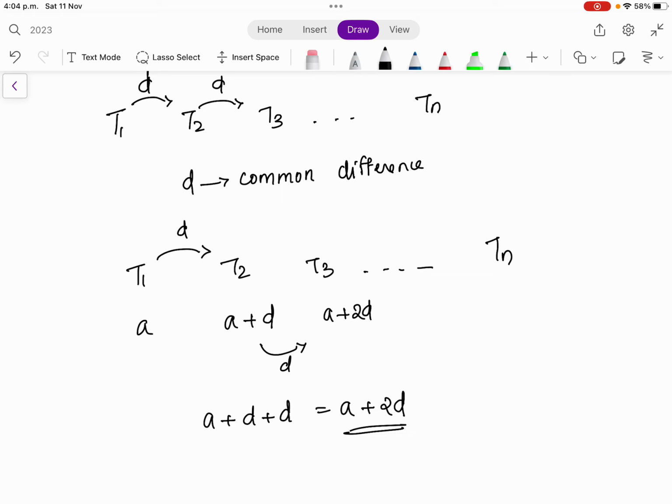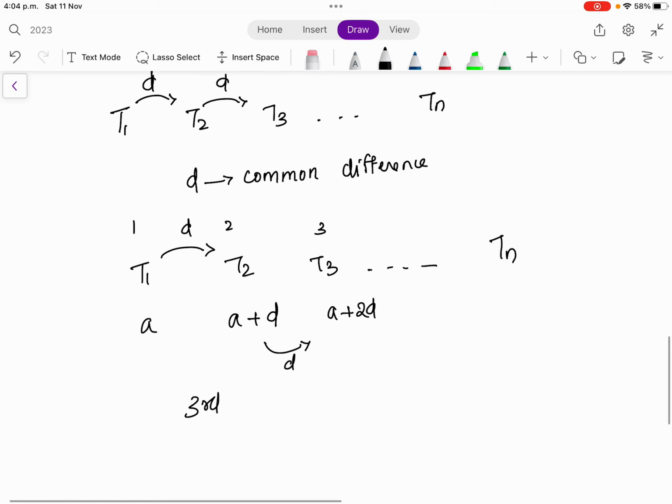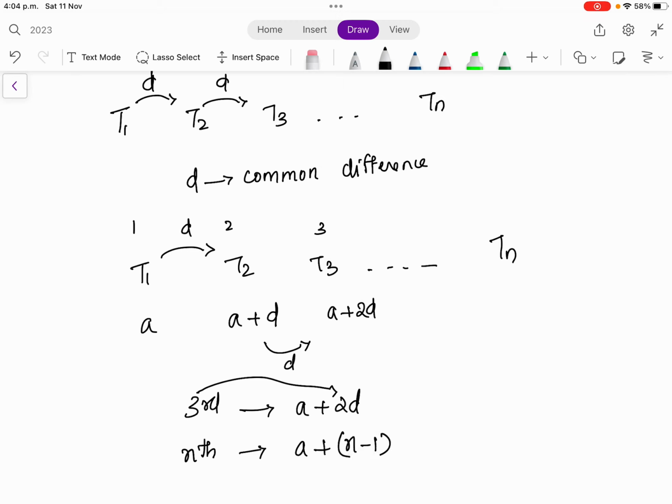So here, this is the first term, this is the second term, this is the third term. For the third term, you have A plus 2D. See this, from 3 you subtracted 1 here. So the nth term is A plus n minus 1 into D. This is nothing but Tn. So Tn is A plus n minus 1 into D.